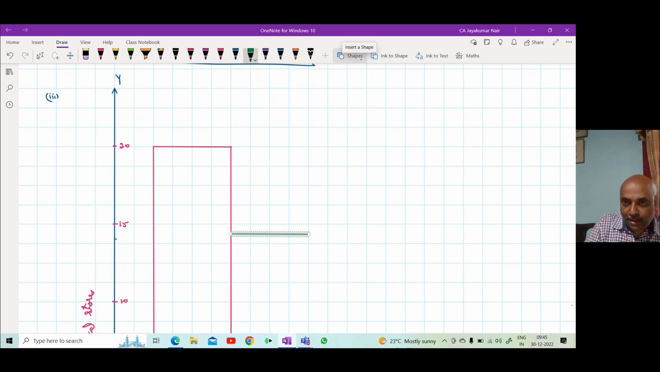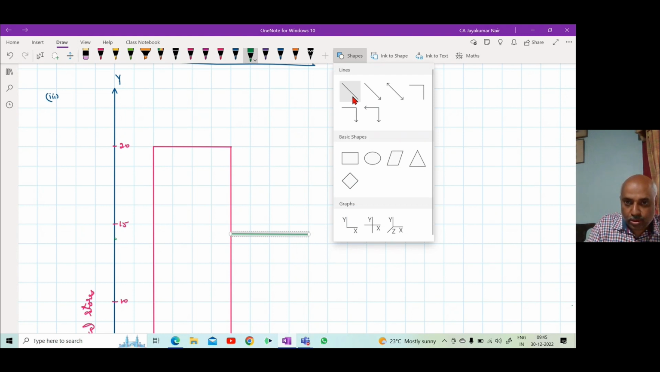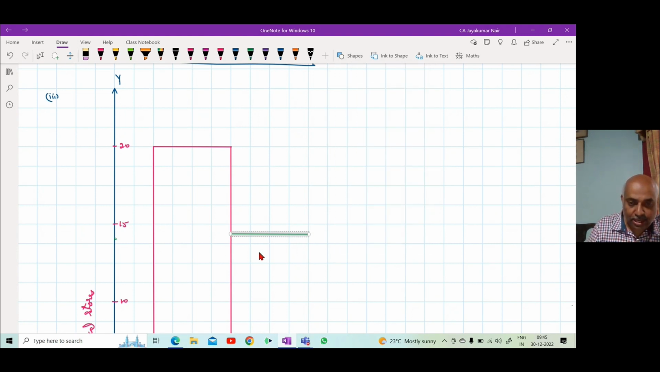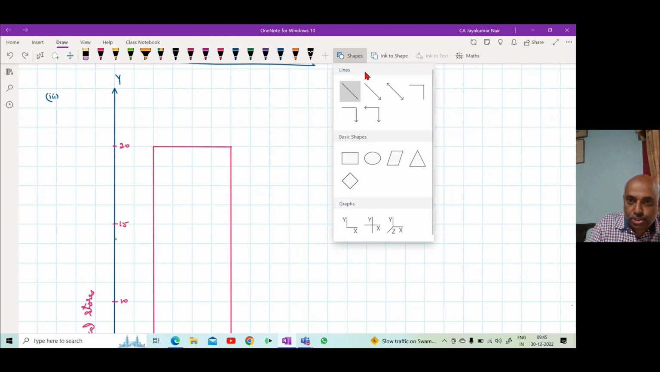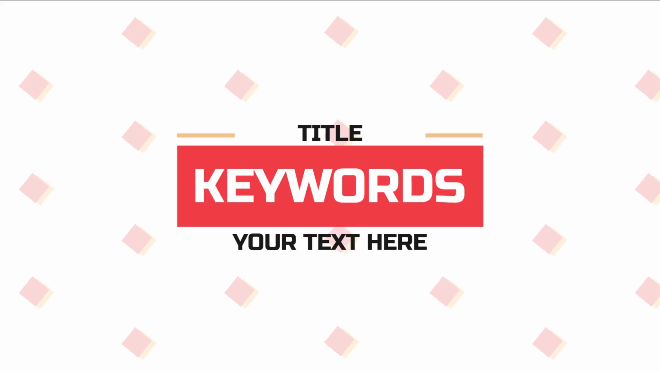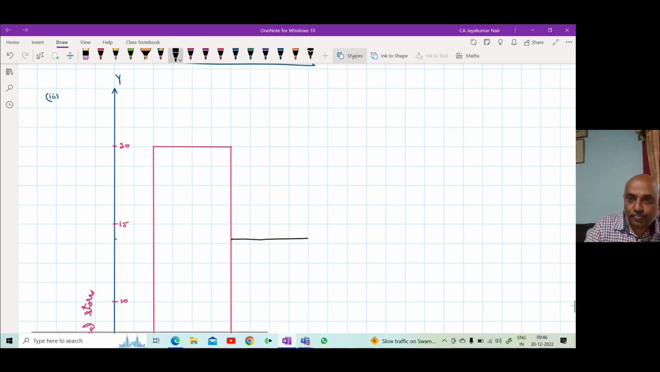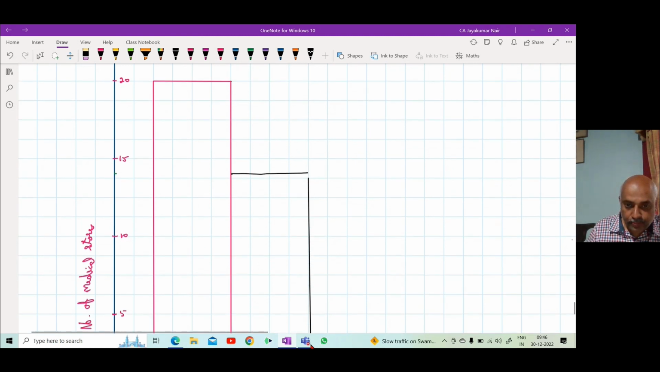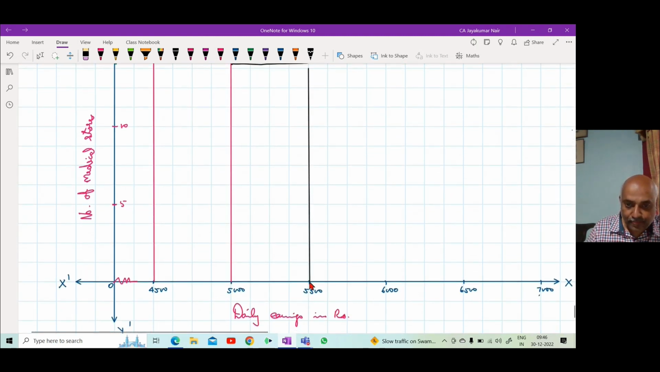Mine may not be very accurate because I'm not using the graph sheet, and the line also is not coming properly when I'm plotting it. So I will not use this. I will just use it rough here. So you have to join this. So this is 14.